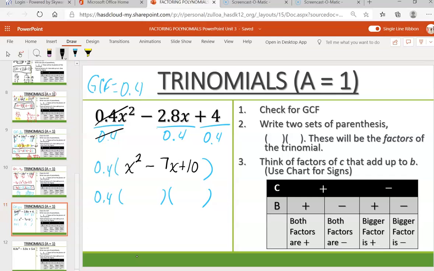And now we have to think back to our sign rules, which I just showed you on the previous screen. We have a minus and a plus. In our parentheses, our answer should have a minus and a minus. X squared is broken up to x and x. And now we're just going to figure out the factors of 10 that give us negative 7.